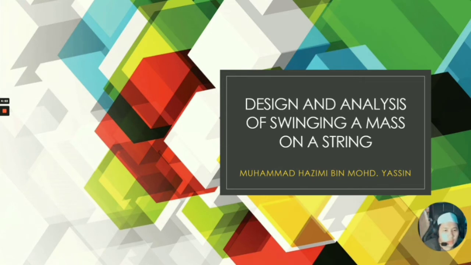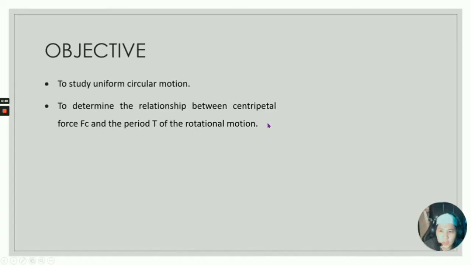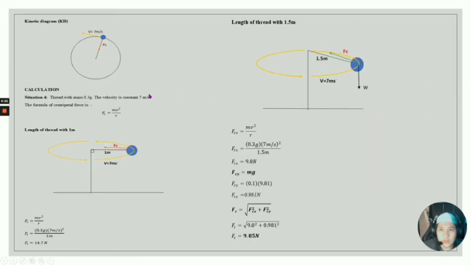Today I would like to present about our project, which is design and analysis of swinging a mass on a string. The objective for this project is, first, to study uniform circular motion, and second, to determine the relationship between centripetal force Fc and the period T of the rotational motion. So this is our kinetic diagram.